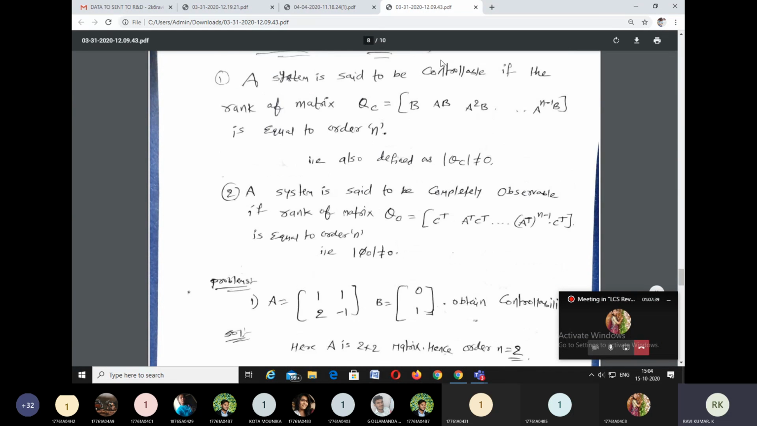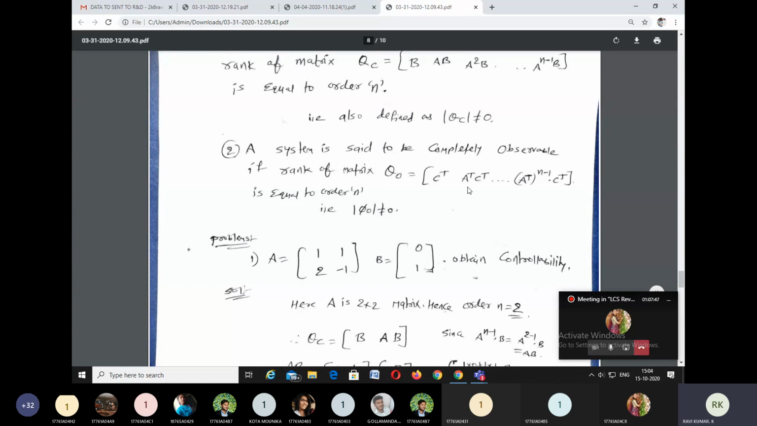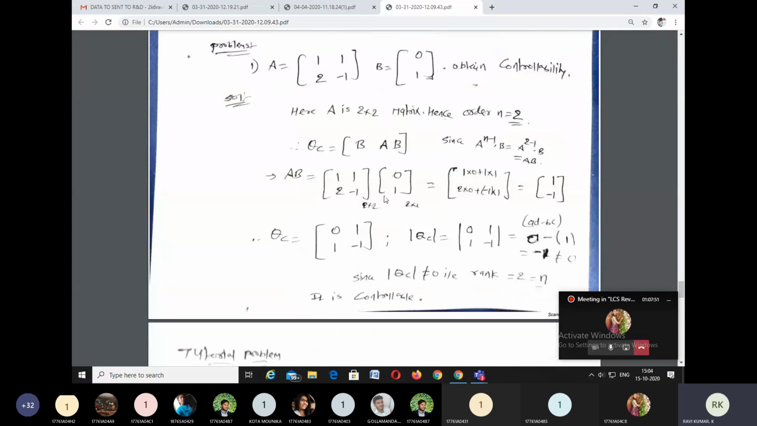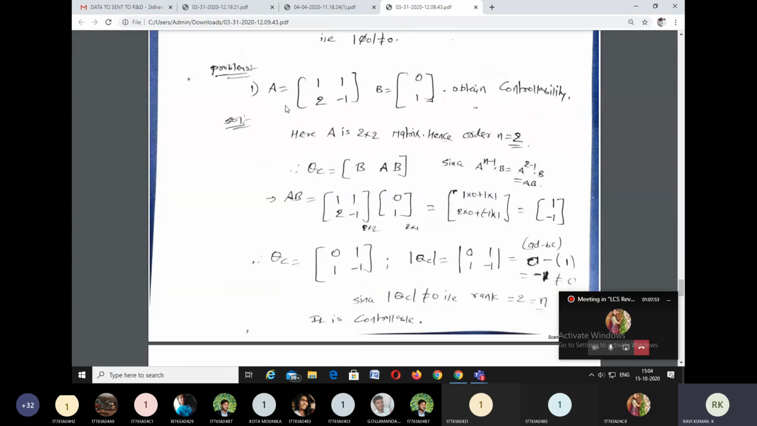For controllability you require the B and A matrices. A comma B matrices are enough to check controllability, right? For observability, C and A matrices are enough. You don't require B and D here. So now we'll see the first problem. A matrix is given and B matrix is given. Now we have to check the controllability.